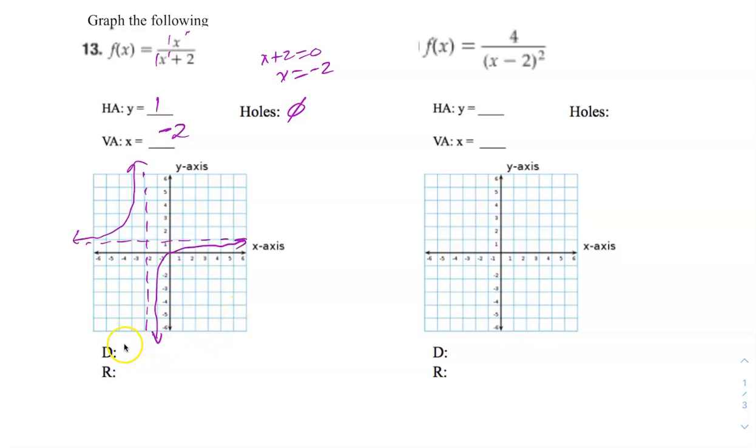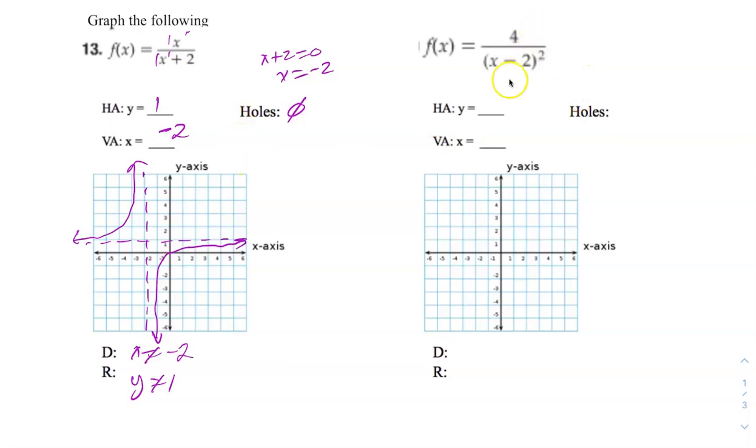My domain and range. Remember, domain is my x value. So what's the one thing it can't be? Negative 2. X equal negative 2. And my range, what's the one thing it can't be? My y value, 1. And -2 looks ugly. There we go. So there you go, that's the graph.